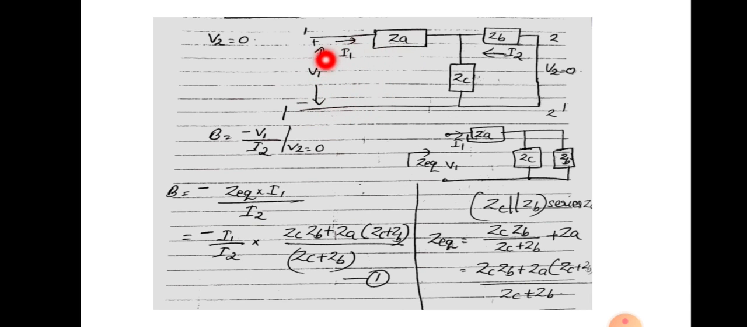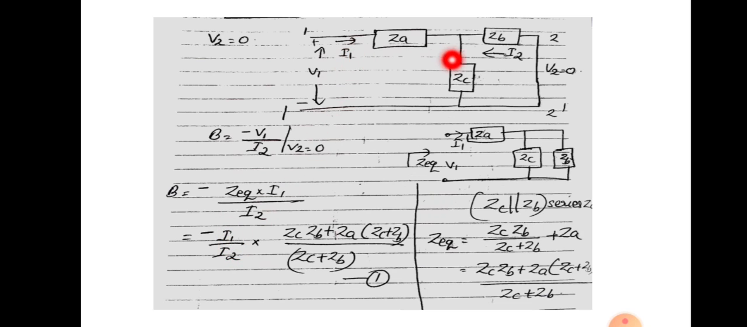How will you get the equivalent impedance? Equivalent impedance is the impedance obtained when we are looking at the circuit from this point of view. So here ZC and ZB are parallel, which in turn is in series with ZA. So Z equivalent will be equal to ZC ZB divided by ZC plus ZB, plus ZA. We can substitute that value here, and here minus I1 by I2 will be there, and the rest is the Z equivalent term. So here we need to find out either I1 or I2.